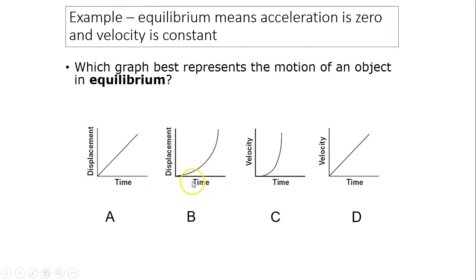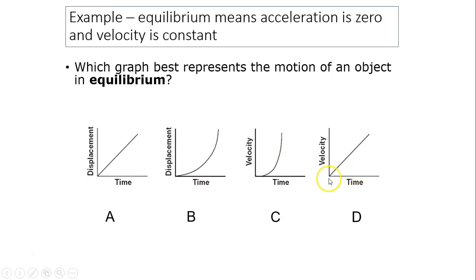Take a look at the second graph. The slope is not constant. The slope is changing. As a matter of fact, slope is increasing over here, then over here, getting steeper. So this is not in equilibrium. That means velocity is increasing. The third one also tells you velocity is increasing. Not in equilibrium, not in equilibrium.